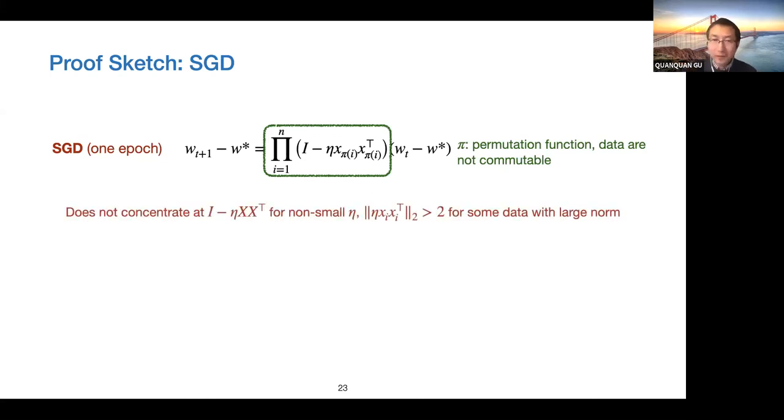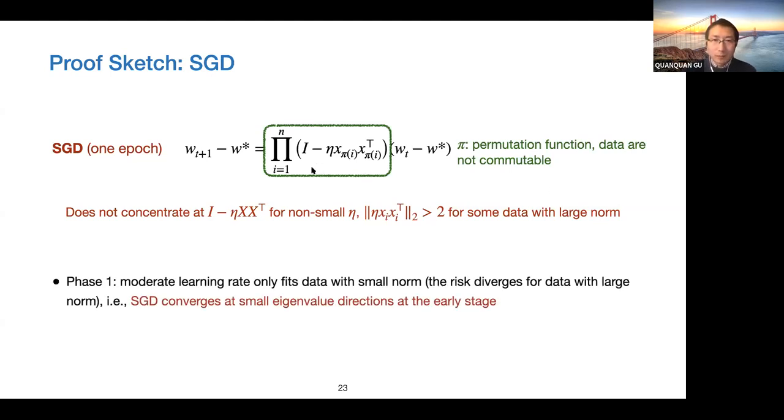The key is whether this product matrix behaves the same as this matrix, because this matrix is the matrix that governs the dynamics of gradient descent. If this matrix plays essentially the same effect as this matrix, then SGD and GD will be equivalent or similar. Otherwise, they will be different. First of all, you can see that for each x_i, if eta, the step size, times the spectral norm of x_i x_i transpose is greater than 2, then for this kind of large norm, it will be effectively not optimized, because it will diverge.